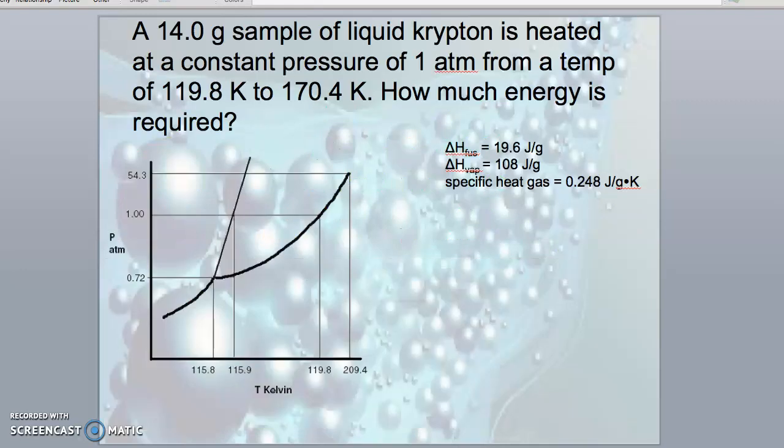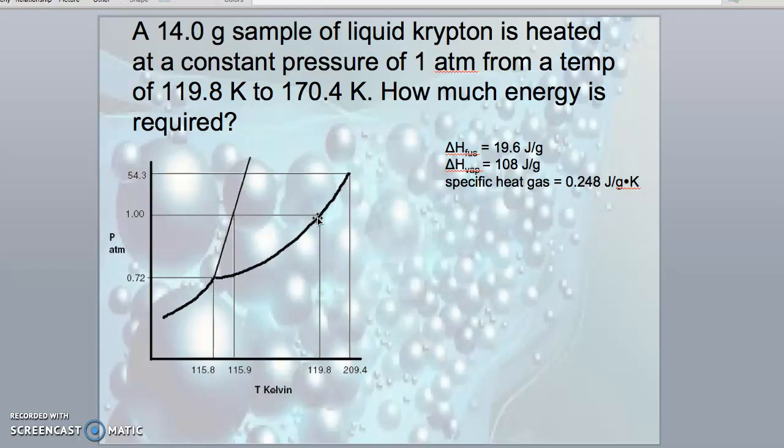All right, really quickly right now, I just wanted to go through a problem that was on some of your homework. And we've got our phase diagram, and we've got a mass of liquid krypton. They're telling us that this is krypton, and it's heated at constant pressure of 1 atmosphere from a temp of 119.8. That's right here. I'm at 1 atmosphere pressure, 119.8 to 170.4. And they want to know how much energy is required. They gave us some values. We've got an enthalpy of fusion, vaporization, the specific heat.